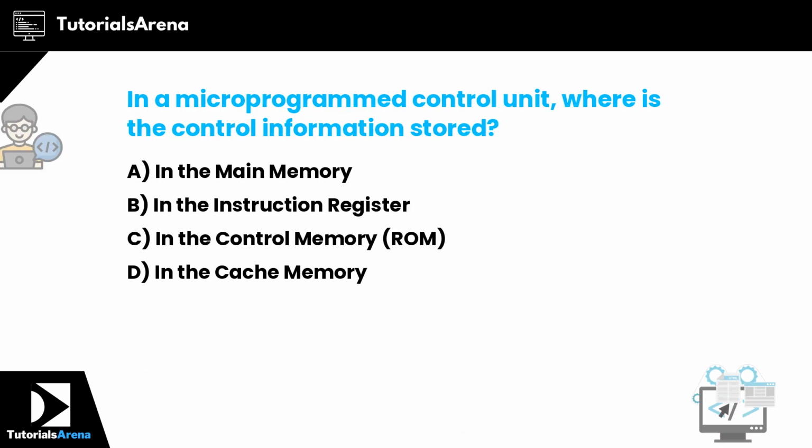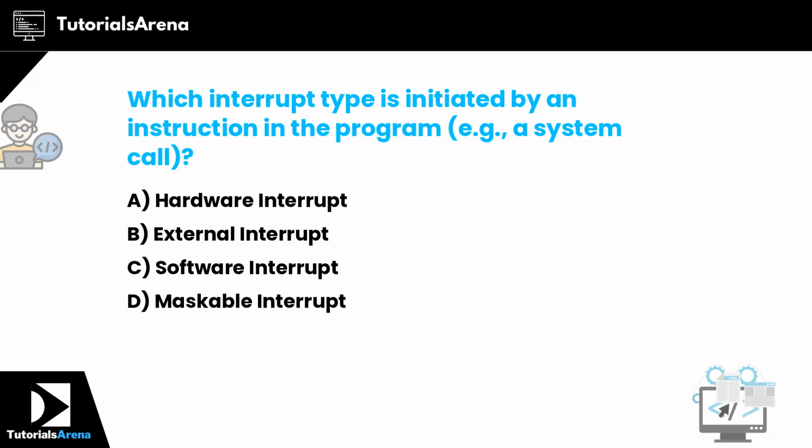In a microprogrammed control unit, where is the control information stored? The correct answer is option C, in the control memory ROM. Which interrupt type is initiated by an instruction in the program, e.g., a system call? The correct answer is option C, software interrupt.